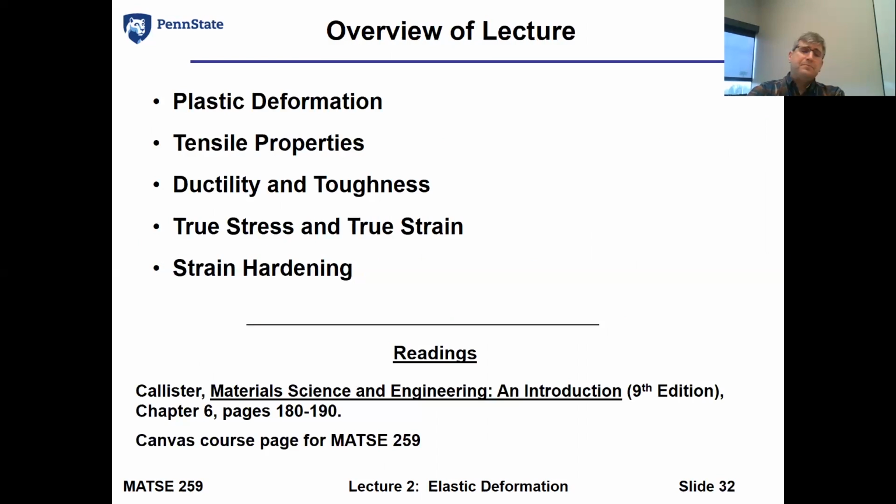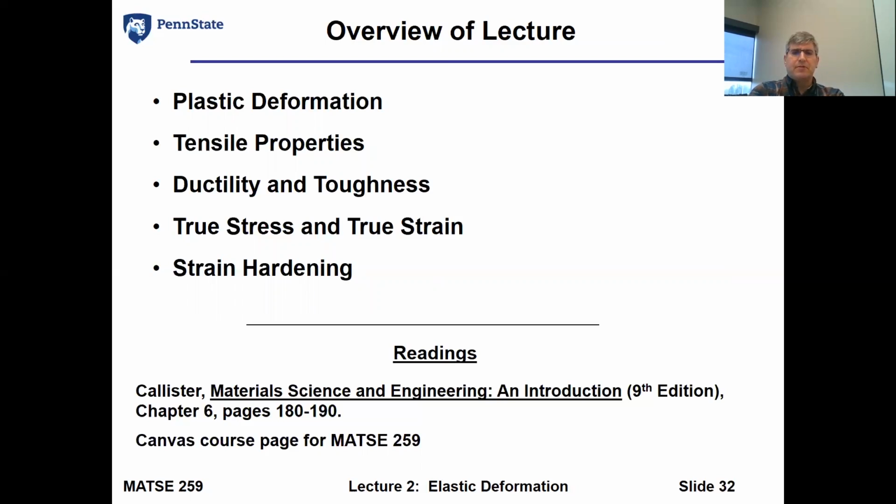So a couple terms to keep in mind and ones that we'll be working with as we move forward. In this lecture, and once again, it's chapter 6 of the Callister textbook, I recommend that you read that. We're going to start a little bit with what plastic deformation is, and go into tensile properties. This is where we really start talking about what's going on in the engineering stress strain curves that we typically see, where yield strength is defined, where ultimate tensile strength is defined, and then we'll start getting into some other properties such as ductility and toughness.